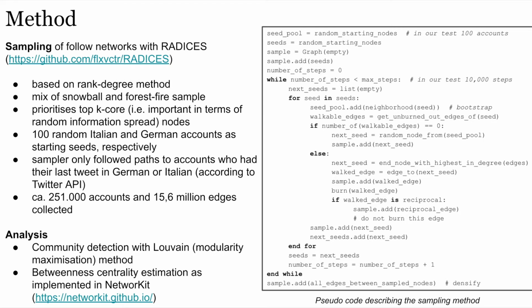Therefore, the method is more deterministic and focused on central accounts than forest fire, more directed and economical than snowball sampling, and better suited for explorative studies than ranked degree. After sampling, we used the modularity-based Louvain method for community detection and assessed the betweenness centrality of accounts.